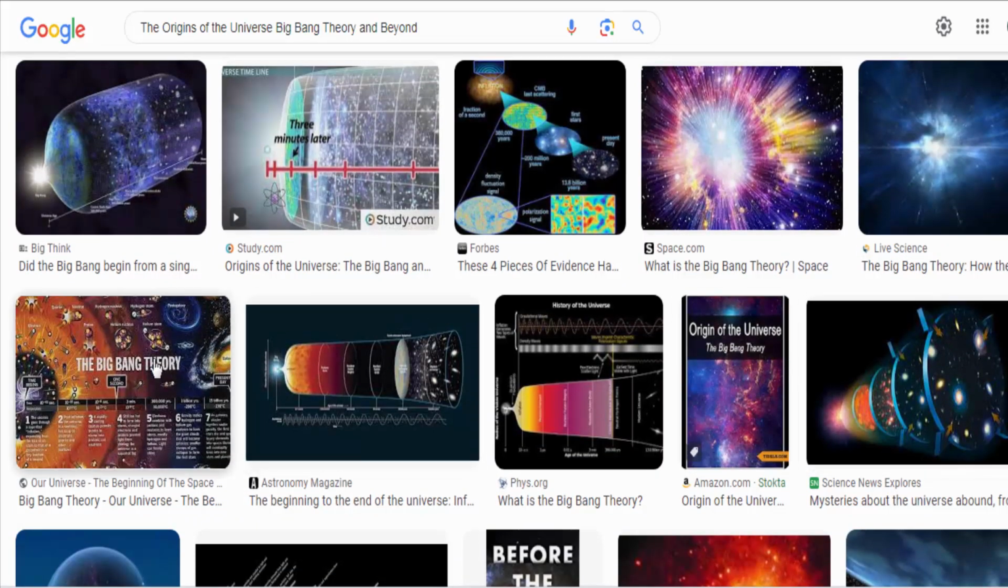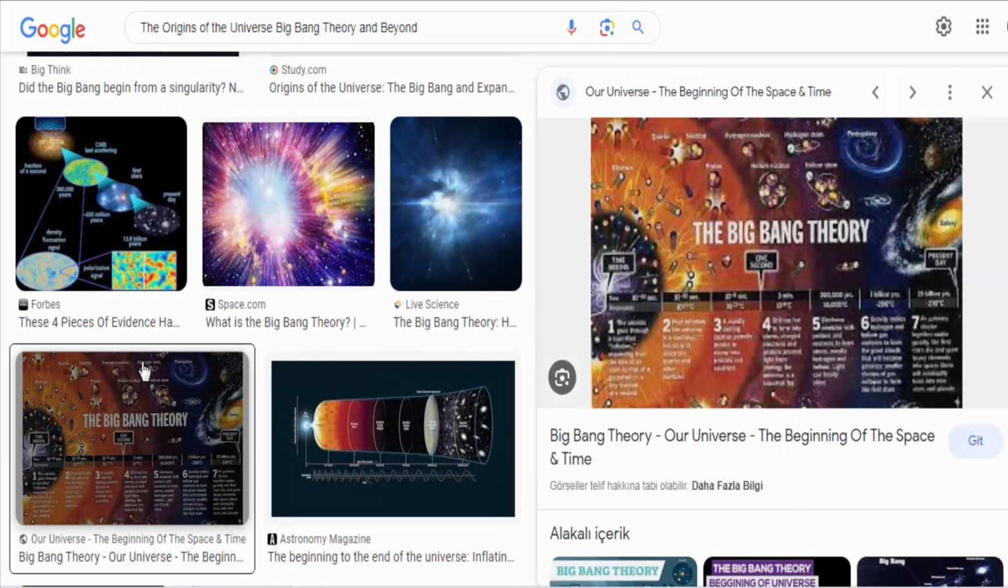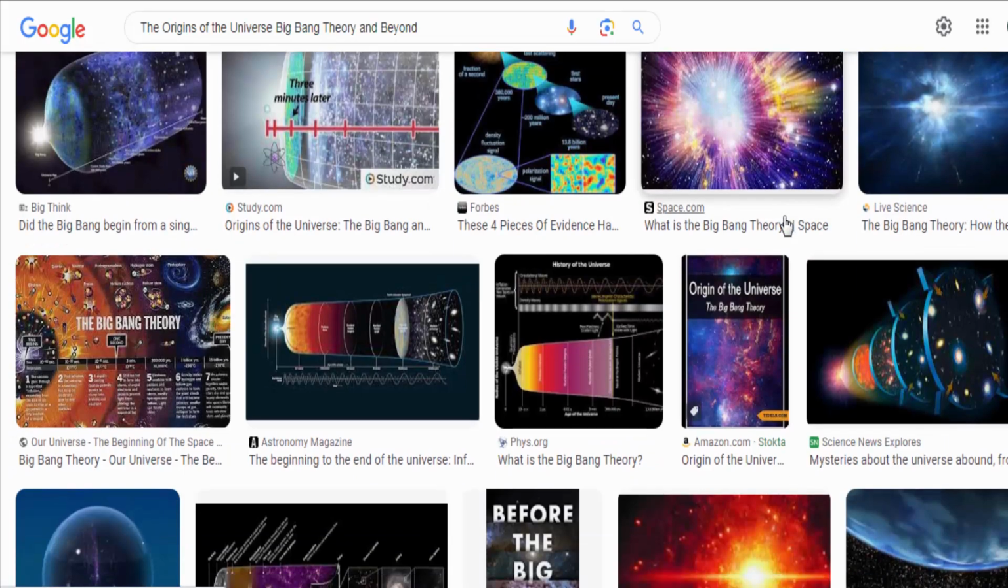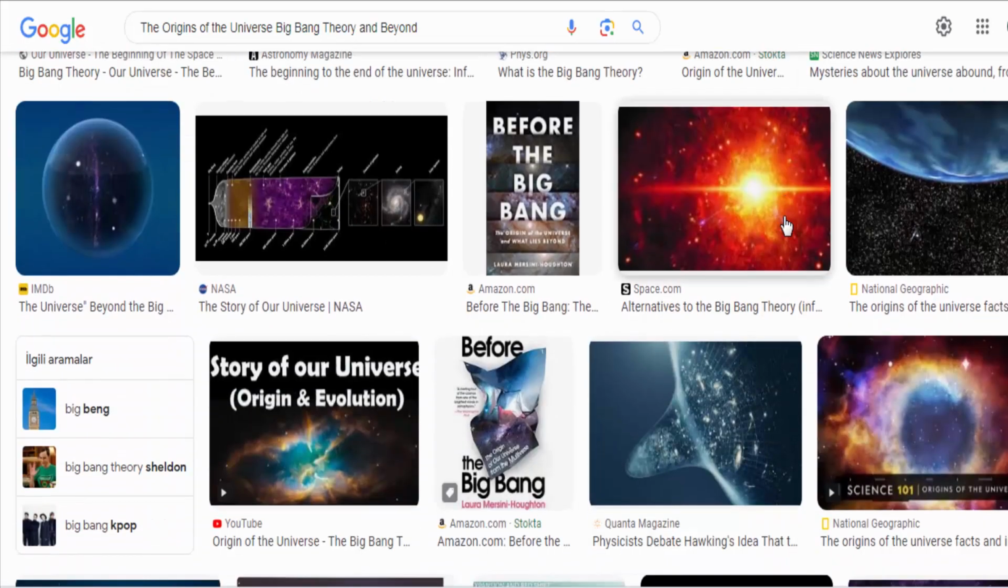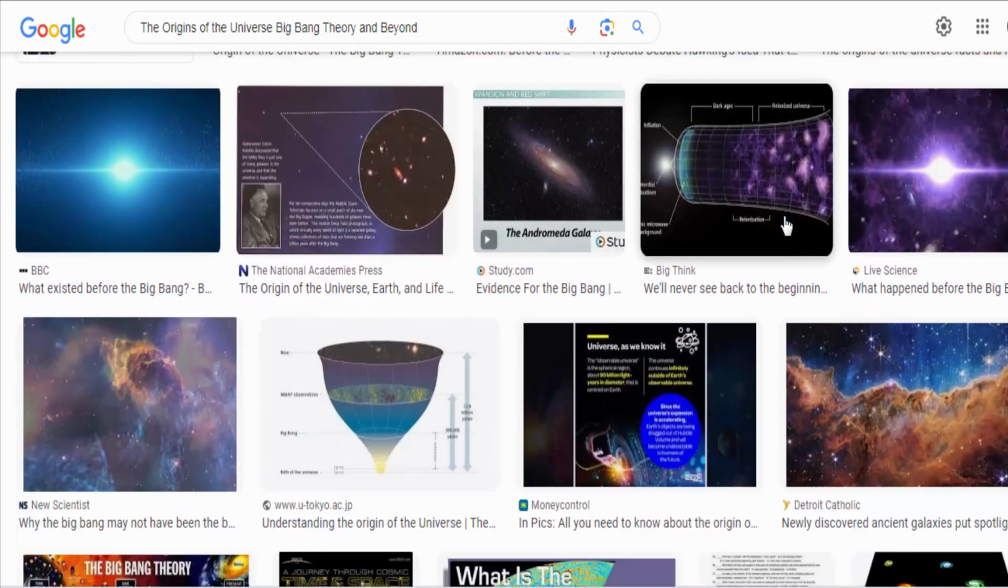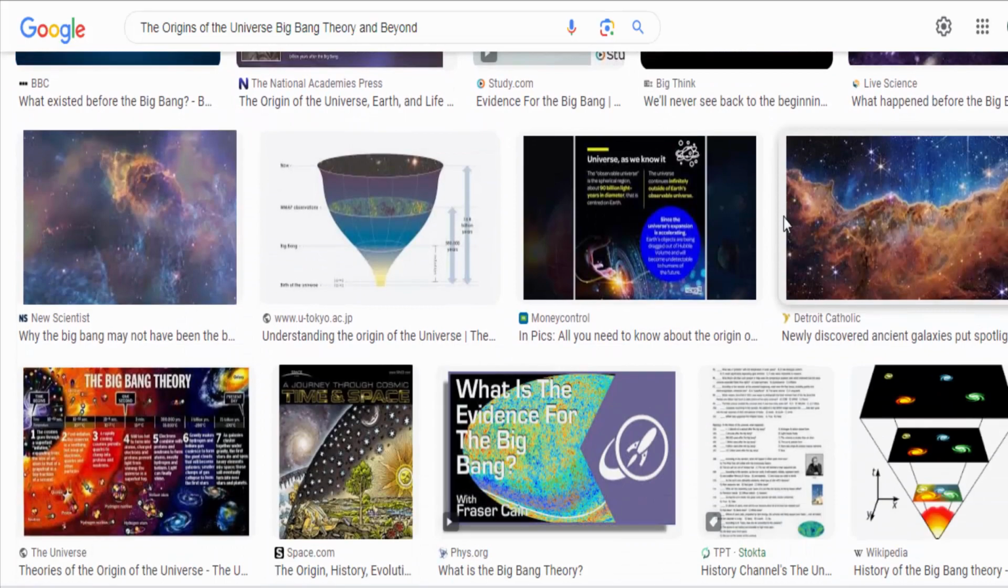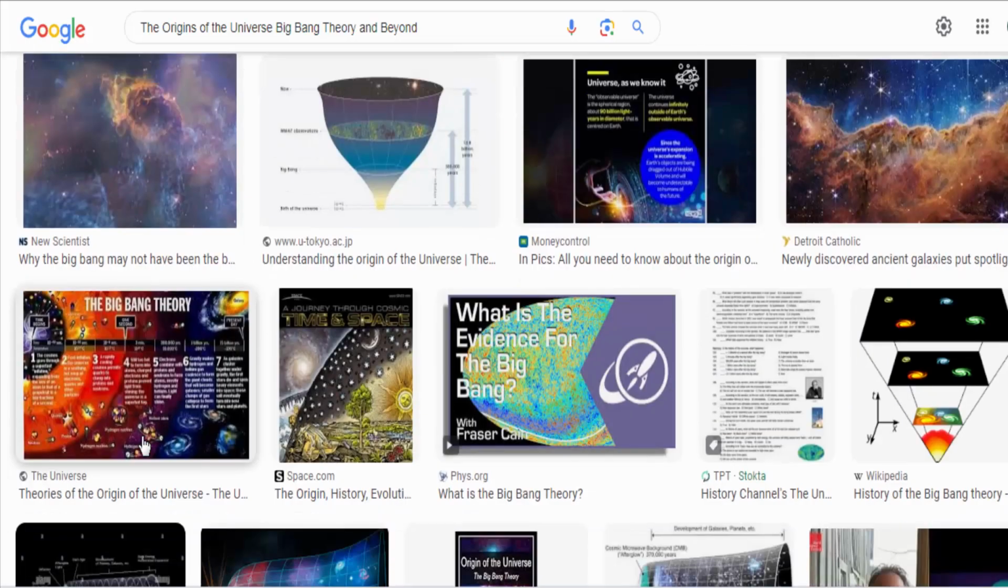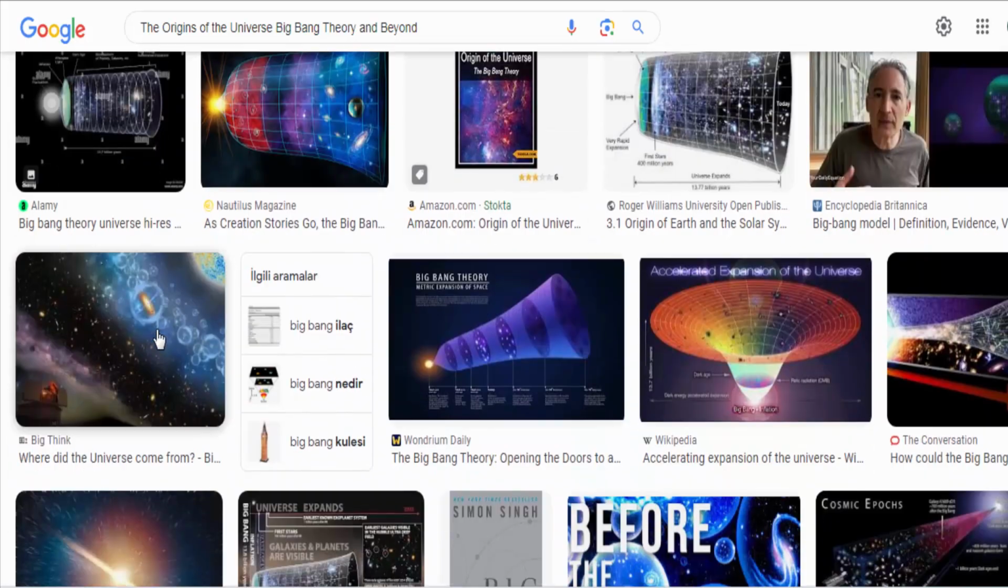Furthermore, physicists are exploring various ideas and theories that go beyond the Big Bang. One such concept is inflation, which suggests that the universe underwent a period of extremely rapid expansion in the first fraction of a second after the Big Bang. Inflation helps explain some of the observed characteristics of the universe, such as its overall homogeneity and flatness.